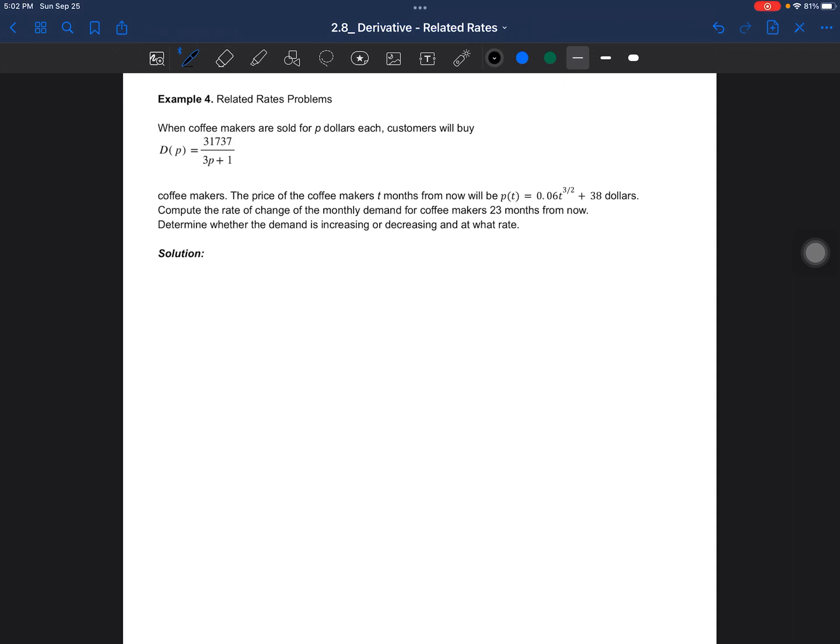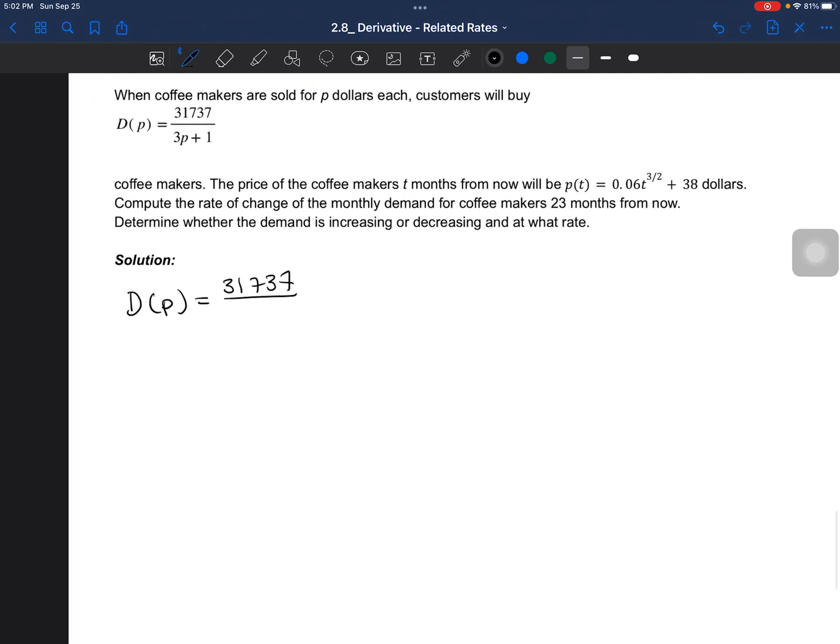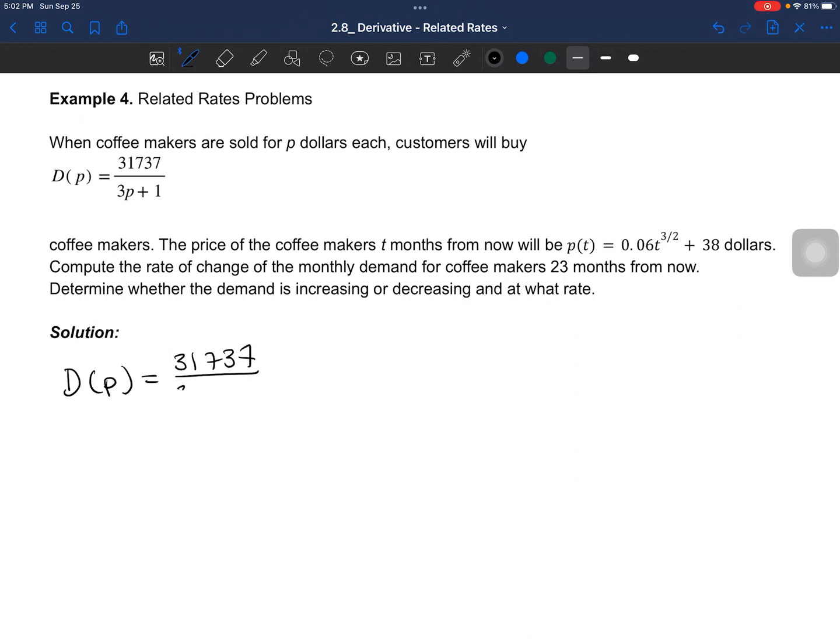So here we have an example where we have to go back and summarize what we're given. So let's start with the customers will buy this much amount of coffee, right? And in this example, it looks like the demand depends on the price, right? So the price of the coffee makers t months from now. So this is the price. It depends on time, right? On the time of the year.